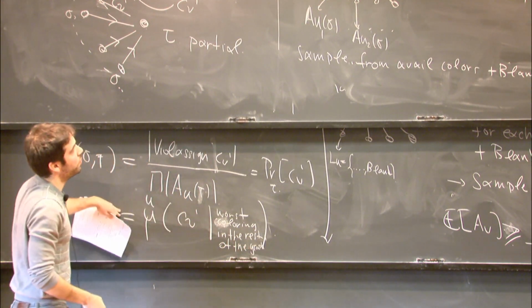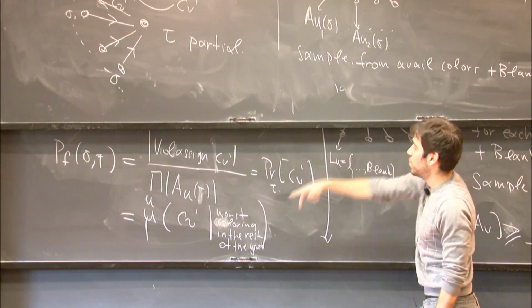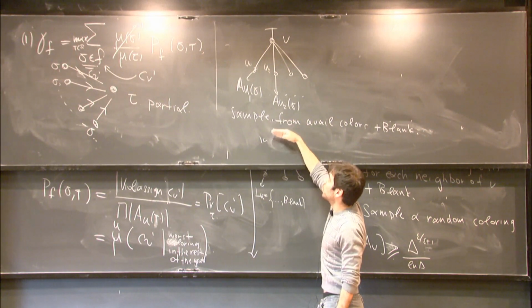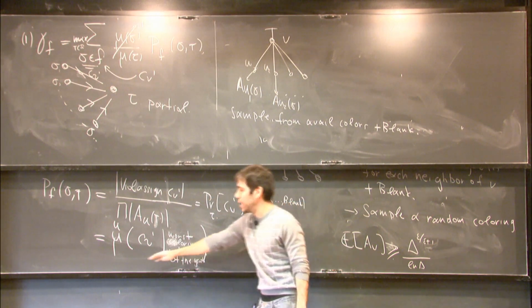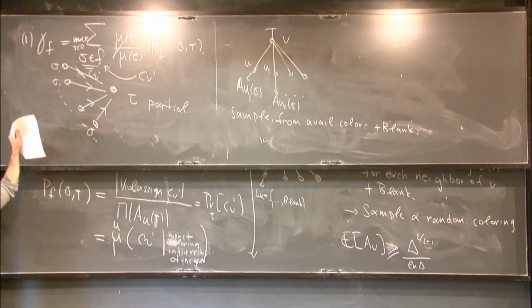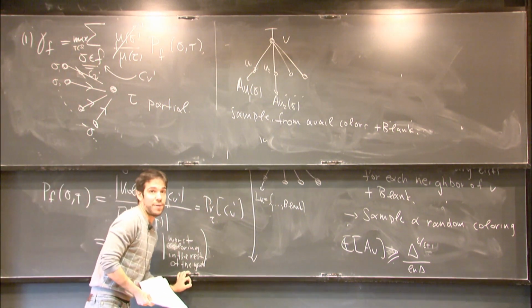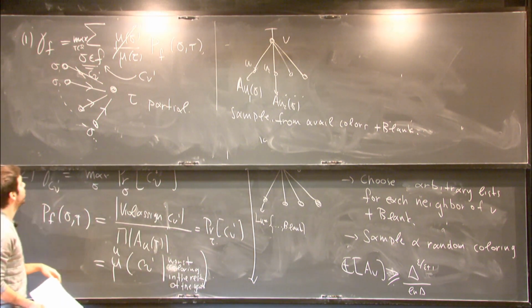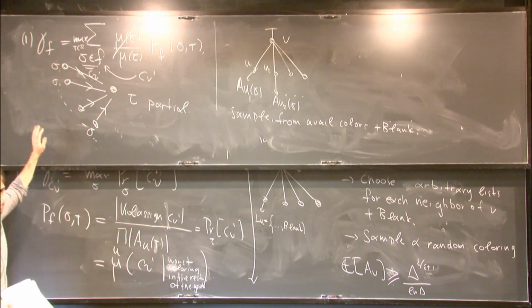So if you sample from mu and you have fixed the coloring in the second neighborhood of V and further, then the probability that the constraint is violated under mu is again exactly this gamma thing. Okay? So this is kind of a connection with the local lemma. Oh yeah, so this is at most gamma. Sorry. Okay.